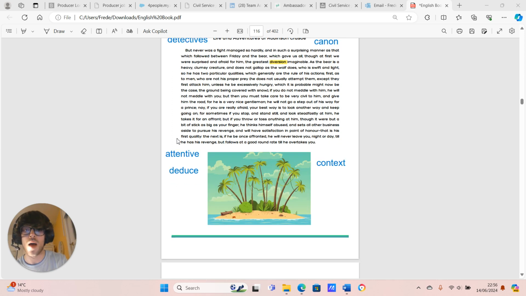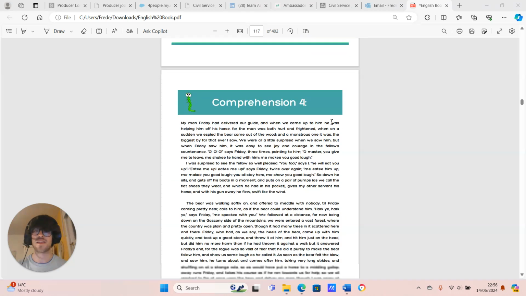Okay? If you're really afraid, your best way is to look another way and keep going on. Don't just stare at the bear. Remember that. Don't stare at the bear, because the bear will think, why are you looking at me? I'm offended, and it will charge you. And don't throw anything at the bear either, because he'll take that as you want to fight. So all of that is the first thing.